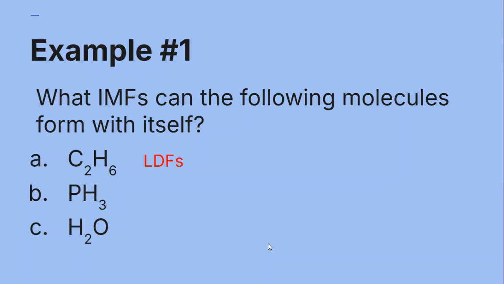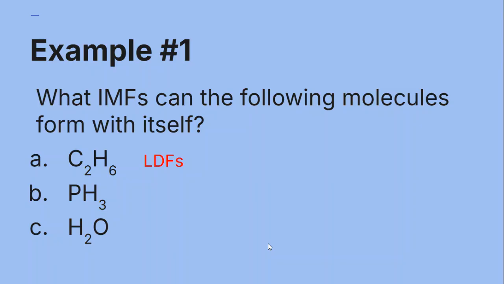For B, for PH3, if you were to draw that out in Lewis diagram form, you have a phosphorus in the middle with 3 hydrogens coming off of it, and the phosphorus has a pair of non-bonding electrons on the top of it. So all molecules automatically form LDFs. So that's one option for PH3.